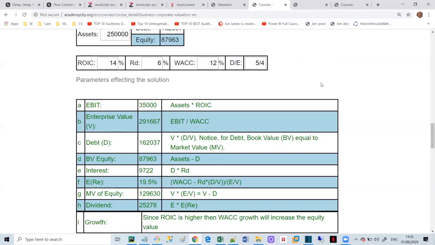Now, Hans, could you maybe just repeat that method again? Not the ROIC, not the WACC, but the growth? See the growth, since the ROIC is higher than the WACC. The ROIC is 14%. The WACC is only 12%, okay? And there are no taxes in this example. So 14 is higher than 12. In that case, growth will increase the value of the company. That's what we played last time.